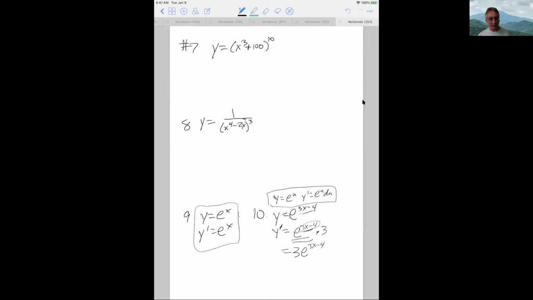Okay? It's that simple. When you've got e to some power, if it's e to the x, then the answer is e to the x for the derivative. But when you're doing e to the u, where u is some other function, then you have to take the derivative of that function and multiply it by it, and that's the answer. Okay? So let's go back now to number 7.